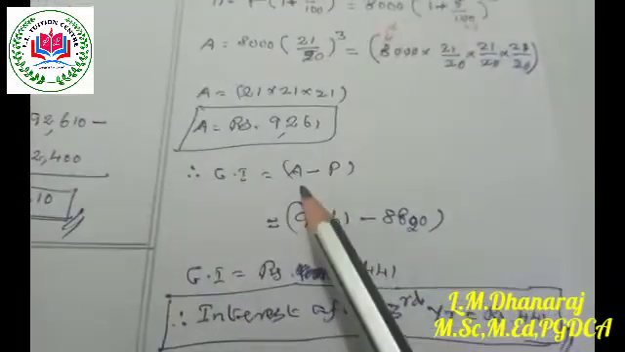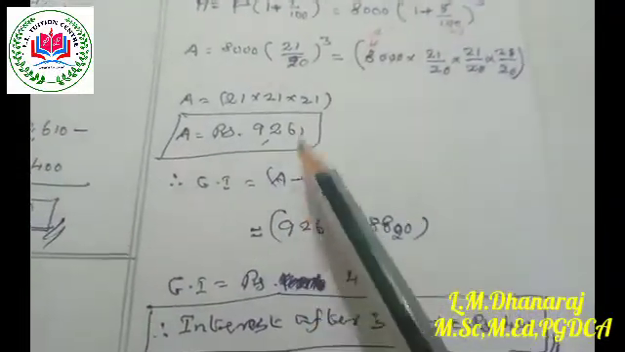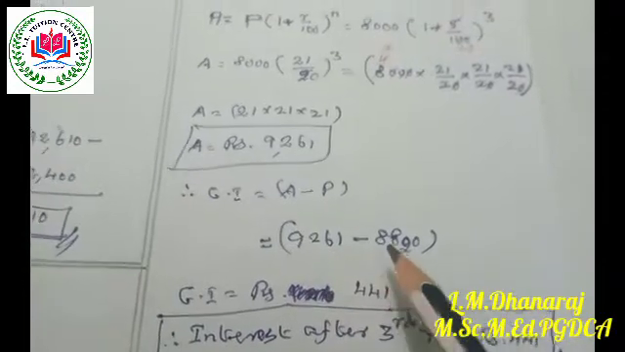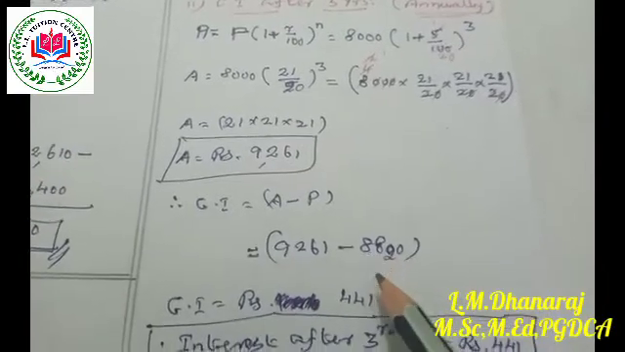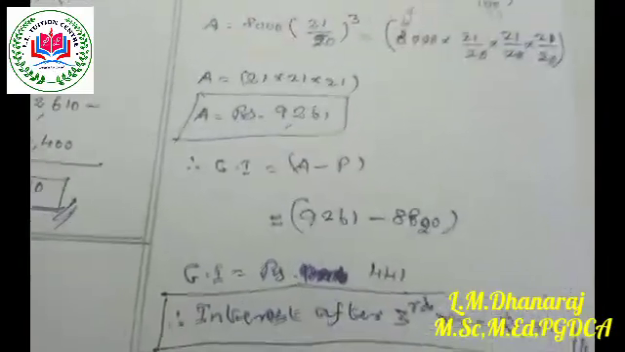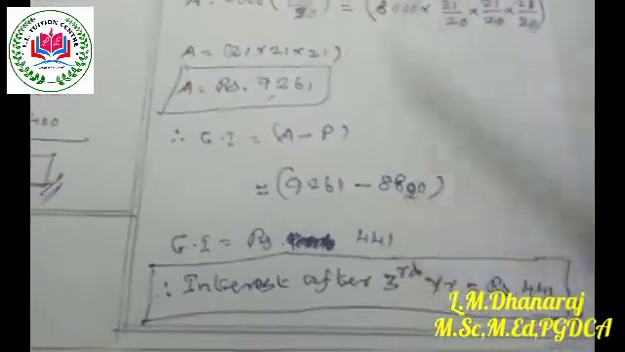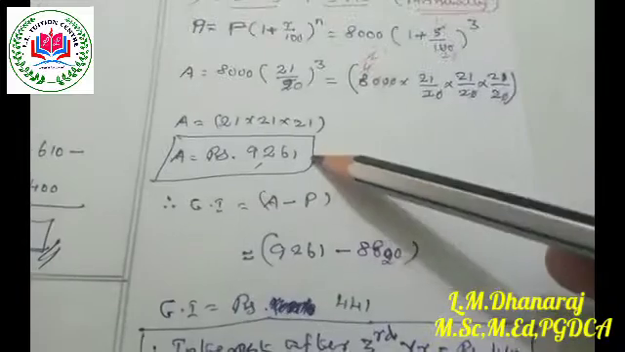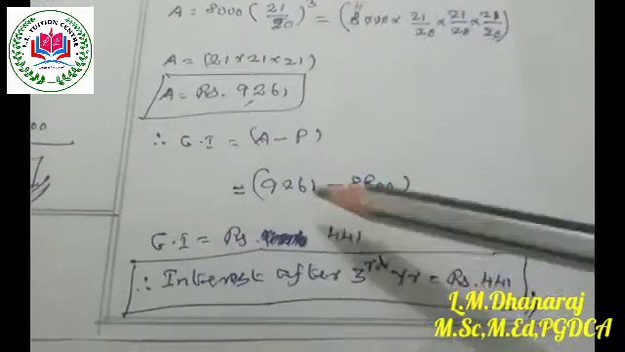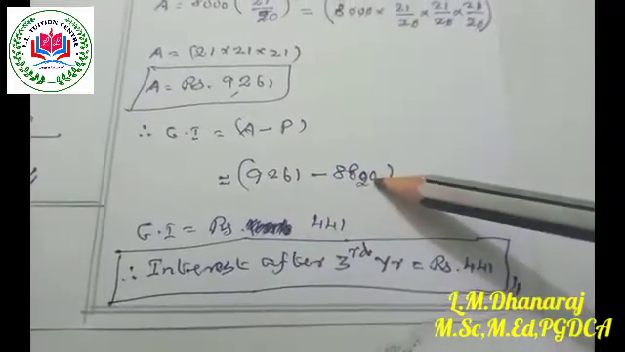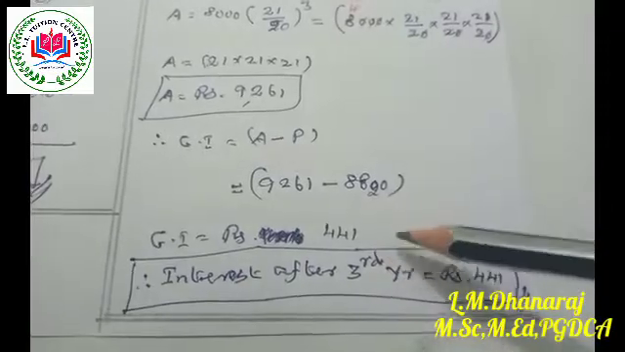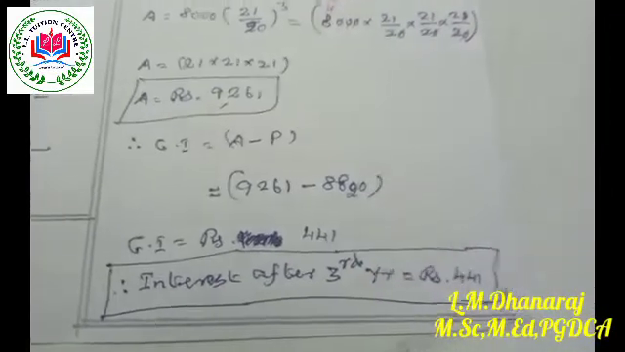Compound interest means amount minus principal. So the amount is 9,261 minus the principal amount, which is 8,820, because we have to find the difference between the 2 years amount and the 3 years amount. This is 9,261 minus 8,820. That becomes 441 is the interest after 3 years.